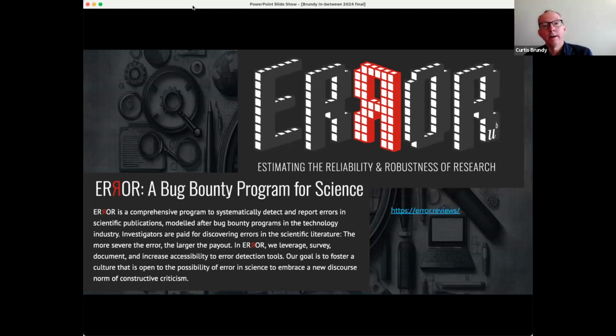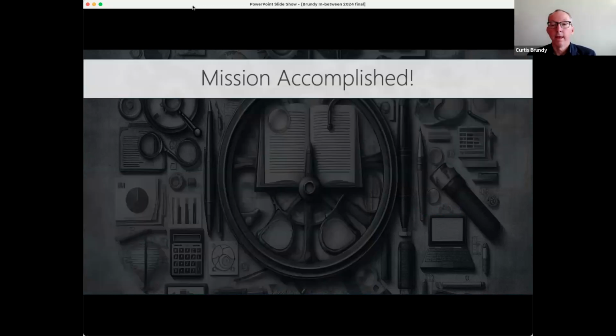I'm not saying I fully support these. I think they're brand new. I think we're going to learn more about how these bounty programs are actually working as they have more time to operate. So that was a whirlwind through the community response to the paper mill crisis. And this is, of course, a joke. Mission accomplished. No.